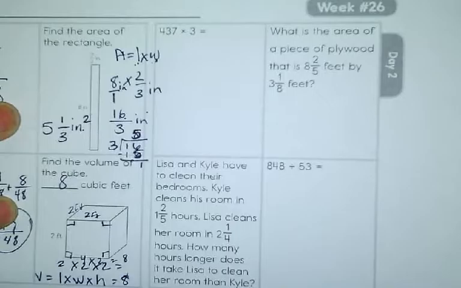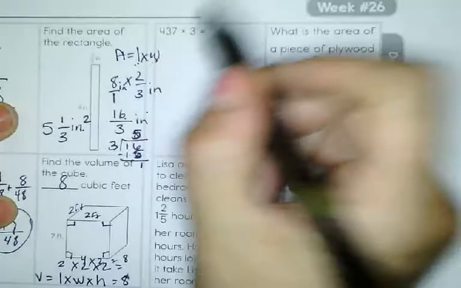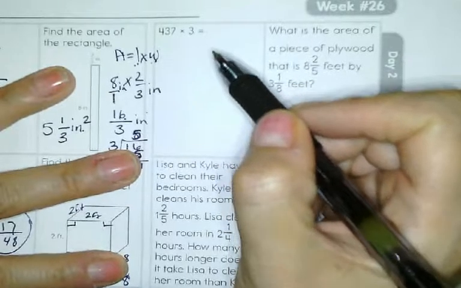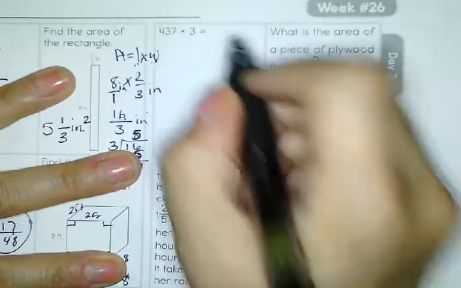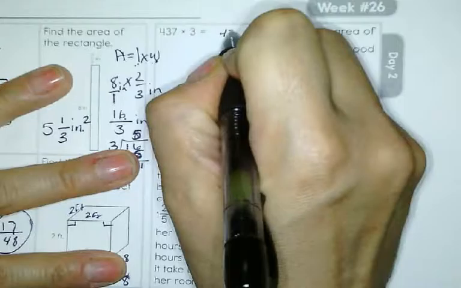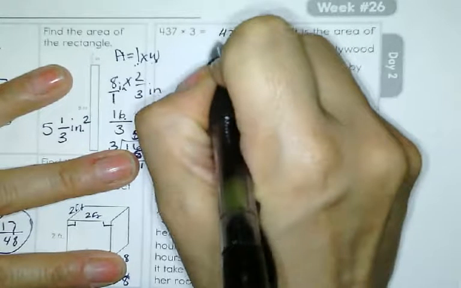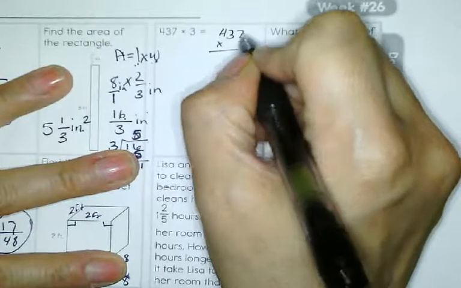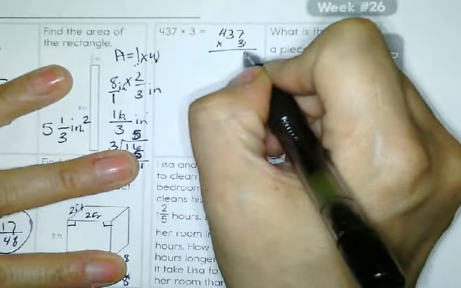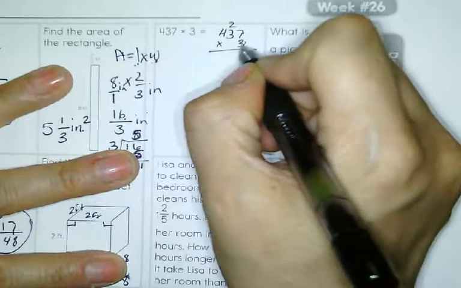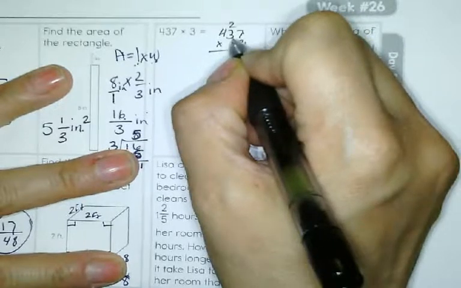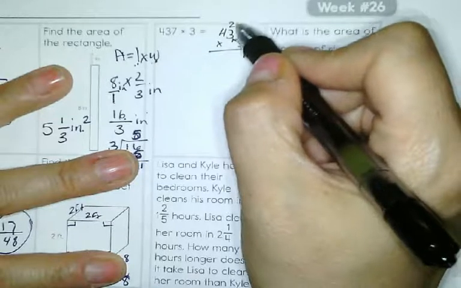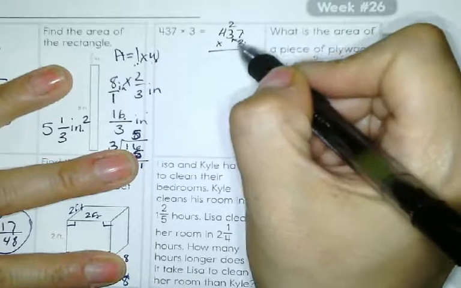Okay, let's start. 437 times 3. Well, the fastest way I like to do this is to just use the standard algorithm. 437 times 3. I know I have to multiply my ones first. 3 times 7 is 21, so I'm going to put the 1 down here and the 2 up here. Then I'm going to multiply 3 times 3 because that's the next place value, and I get 9. And instead of doing any type of multiplication, I just add this top number.